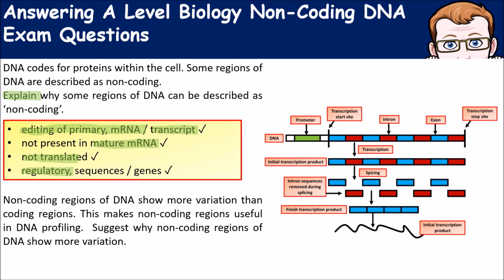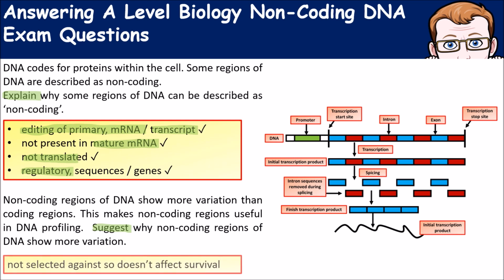Non-coding regions of DNA show more variation than coding regions. This makes non-coding regions useful for DNA profiling. Suggest why those non-coding regions show more variation. Right, it's only a suggestion, so we don't need to go into that much detail. It's just something like the fact that in evolution or reproduction, they're not selected against because they do not affect survival. So therefore, it's not that crucial that they remain completely stable all the time.